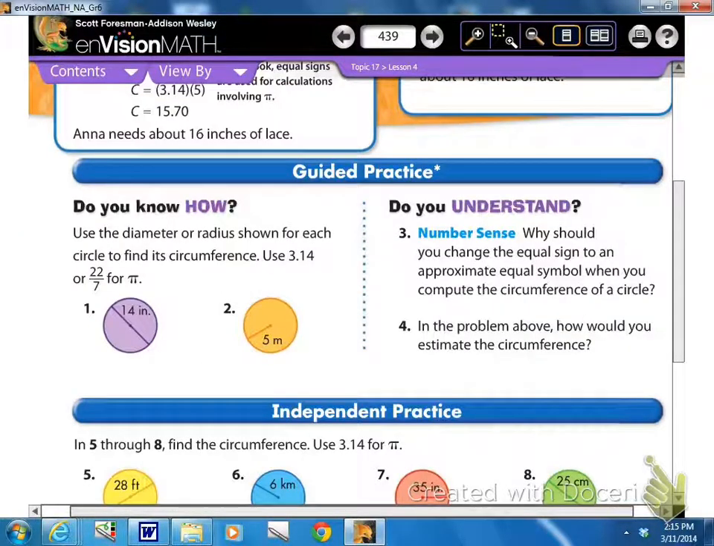Okay, for homework, go ahead and look at page 439 and the guided practice. It says use the diameter or the radius. 1 gives you the diameter, 2 gives you the radius. Shown for each to find its circumference. Use 3.14 for pi or 22/7. You'll probably want to use the decimal. And then answer the questions.